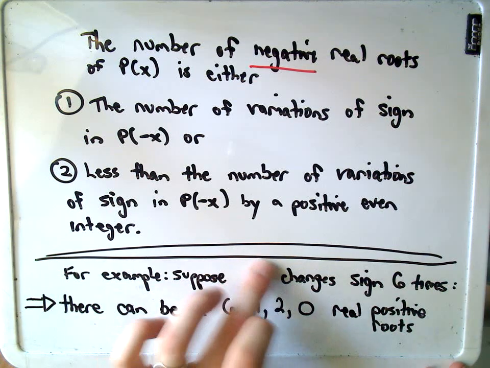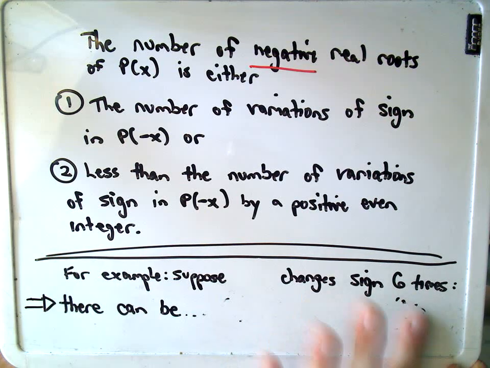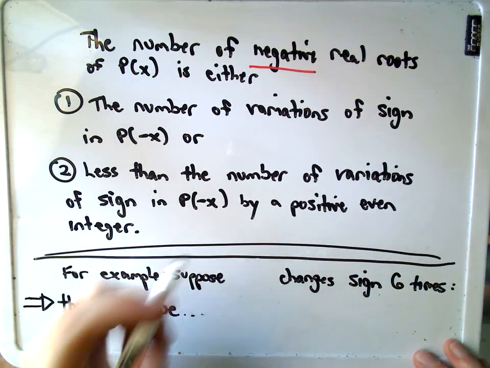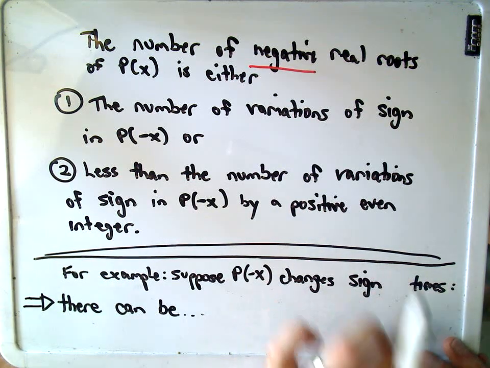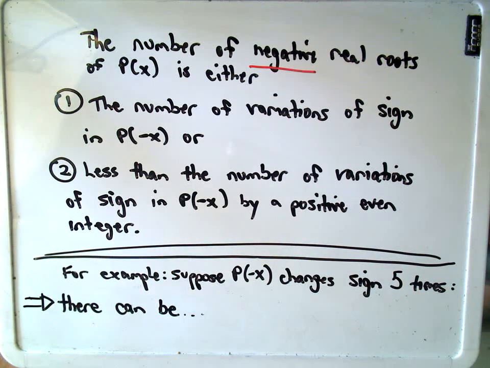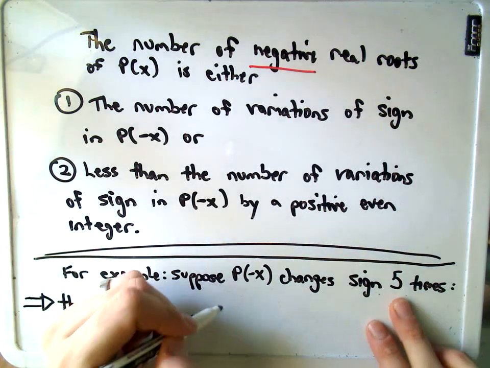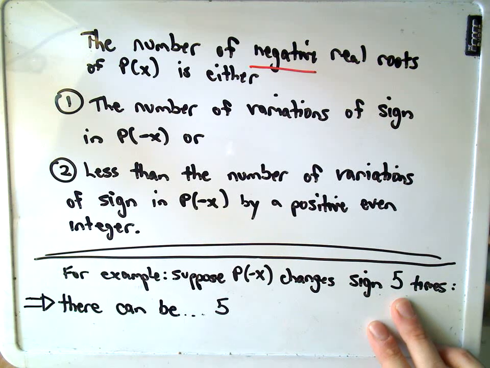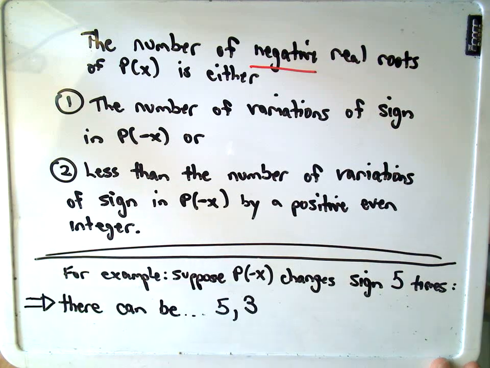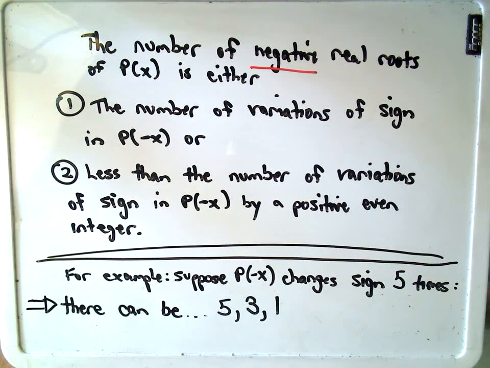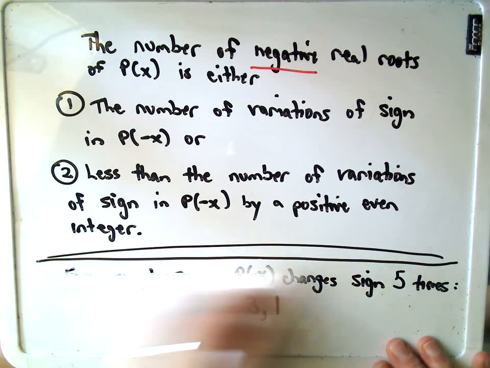Suppose we look at p of negative x. We would have to actually calculate p of negative x. You'll have to do a little bit of simplifying on that. Suppose p of negative x for some reason changes sign, let's say 5 times. It says then there can be 5 negative real roots, or again, we just decrease by multiples of 2: 5 negative real roots, or 3, or 1. So let's actually do a couple of computations here. But again, all you're doing is just counting and then using these results.